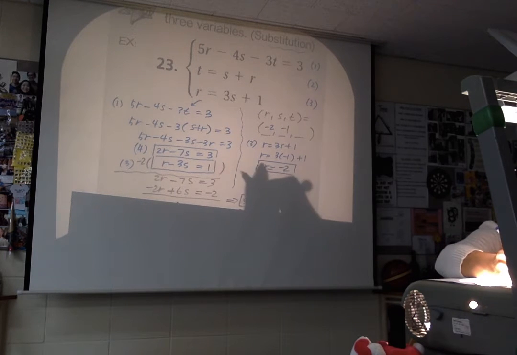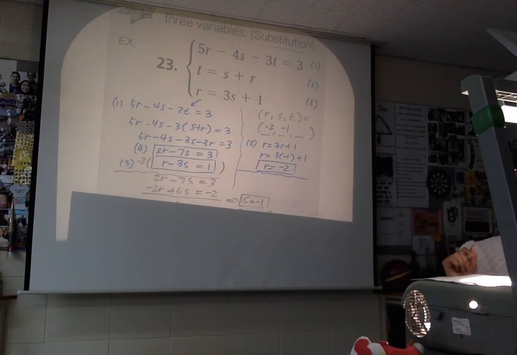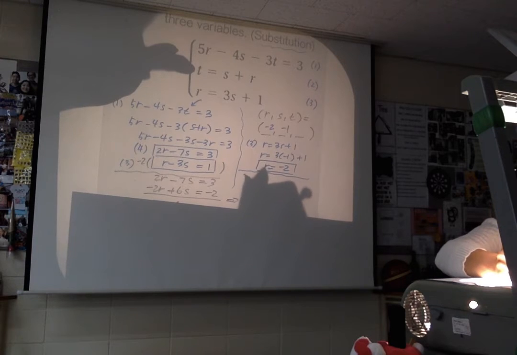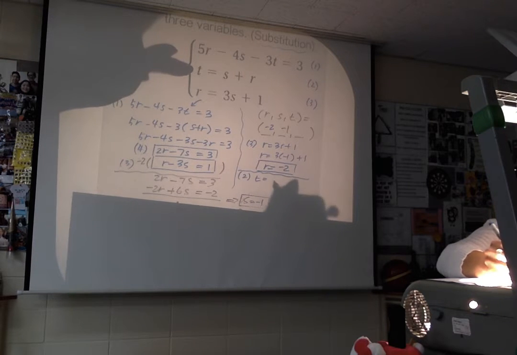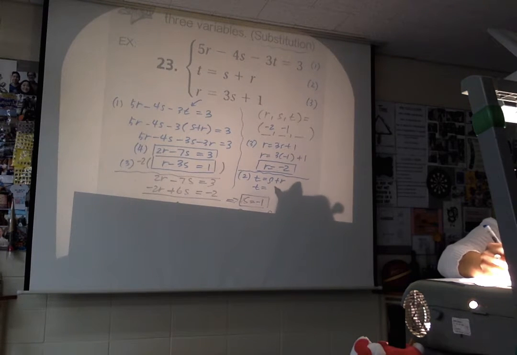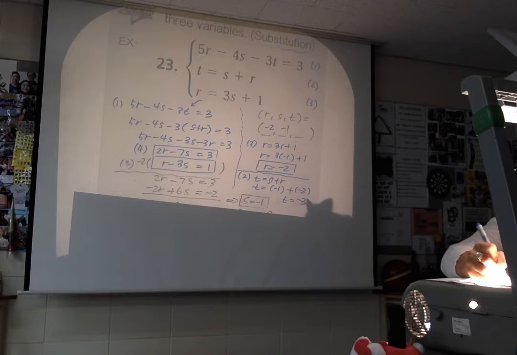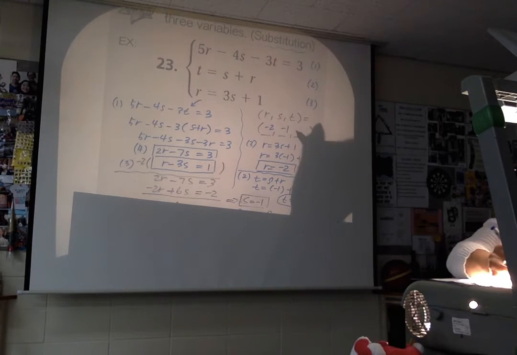Now we have to find T, right? So T is here. Equation 2 conveniently says T is S plus R. Well, what's S? Negative 1. What's R? Negative 2. So T must be negative 3. So now we're done. Negative 3.